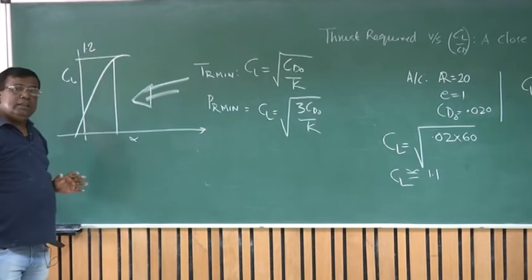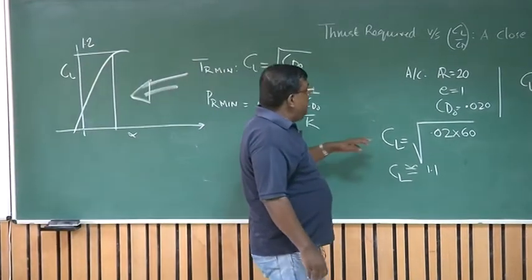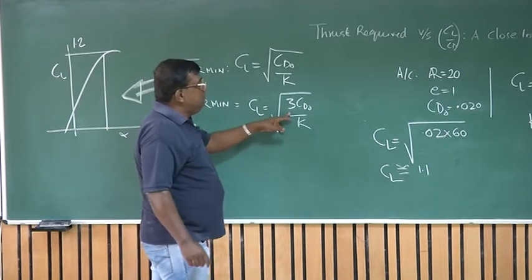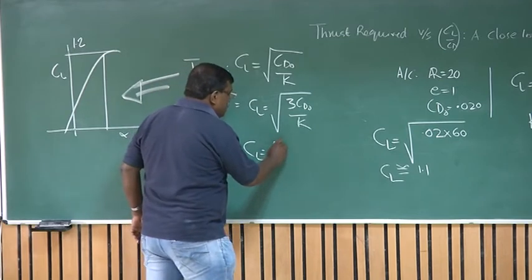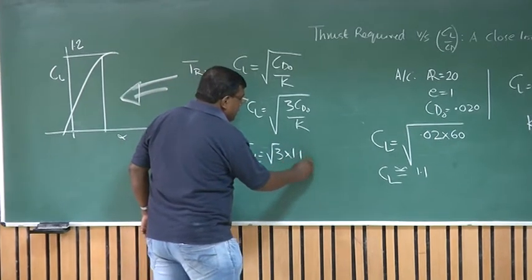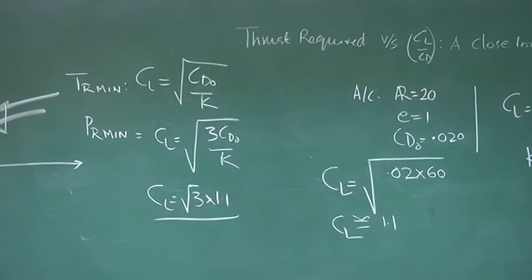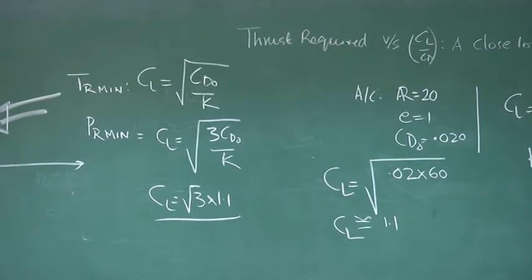Are you able to get this understanding? Because you will see the seriousness. If I want to fly at CL for power required minimum, then the CL value will be root 3 times 1.1. Where will I get the CL from, for a normal aircraft? So the question comes, should we go for aspect ratio 20? Although induced drag was reducing, there are so many other issues.